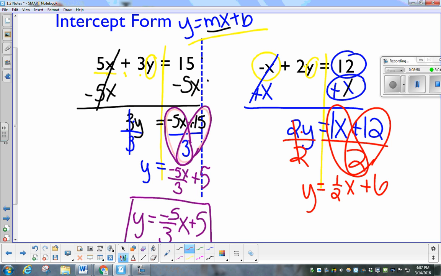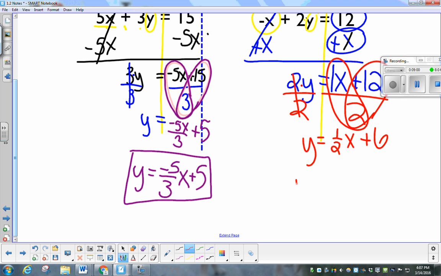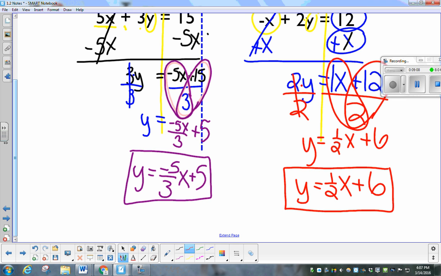So I'm going to take a second and write my answer more neatly here. I've got y equals 1/2 x. There's my slope, 1/2, plus 6. There's my y-intercept. y equals 1/2 x plus 6.